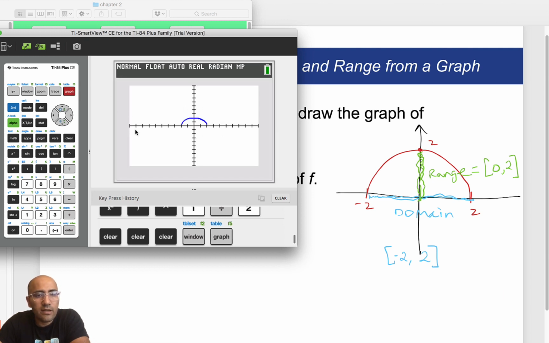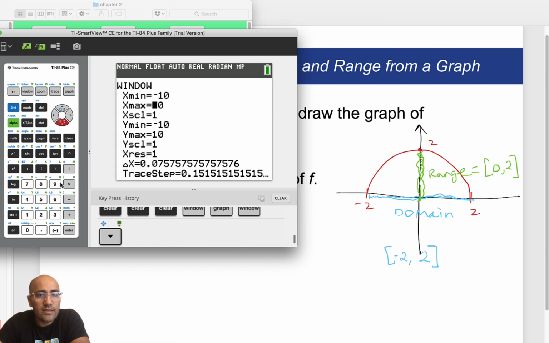Because I put -10, +10 for the x min, x max, and y min, y max, that means this is -10 here, and way over here is +10. As you can see, it's a bit of an overkill. The picture is way in the center here, so what we could do is go back to our window and bring this in a little bit.